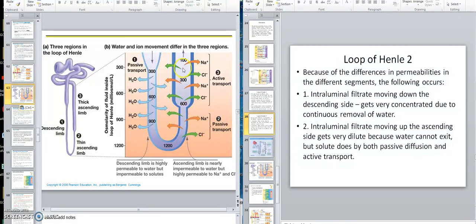When you come to the upside of this, the intraluminal filtrate moving up the ascending side gets very dilute. Why? Water is being held back, but solute is coming out, not only by passive diffusion, but also by active transport. So on this side, osmotic pressure goes up. On this side, osmotic pressure inside goes down. And that's going to be an important feature a little bit later. All right. So we go a little further here.